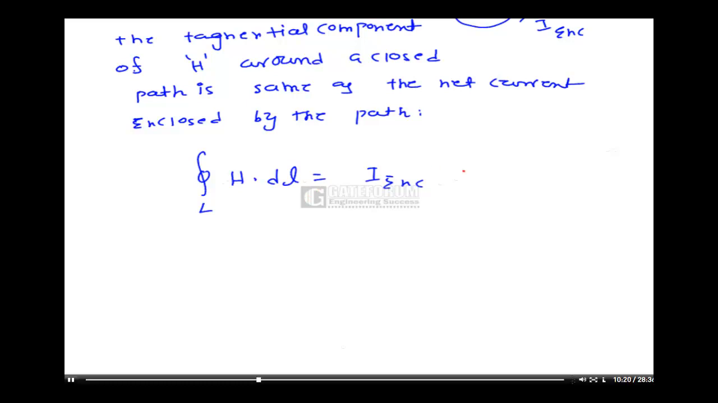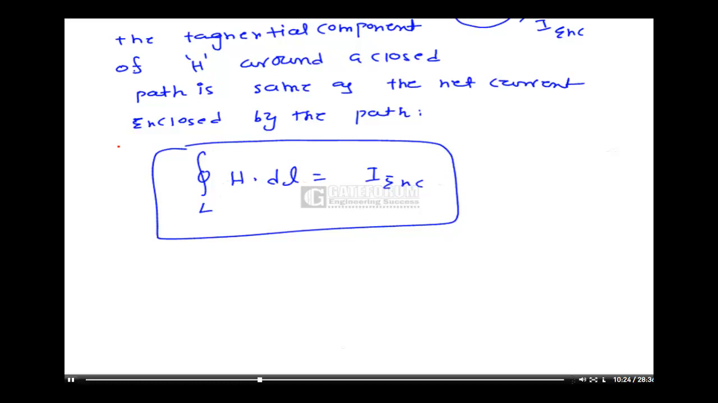So integration over L of H dot dl is I enclosed. This is Ampere's circuit law. Here also we can say that there is a relation between circuit theory and field theory. The integrated effect of H is nothing but I. We already discussed, when we were discussing potential, that the integrated effect of E is nothing but the potential V. So this I and V are end results. This is Ampere's law.